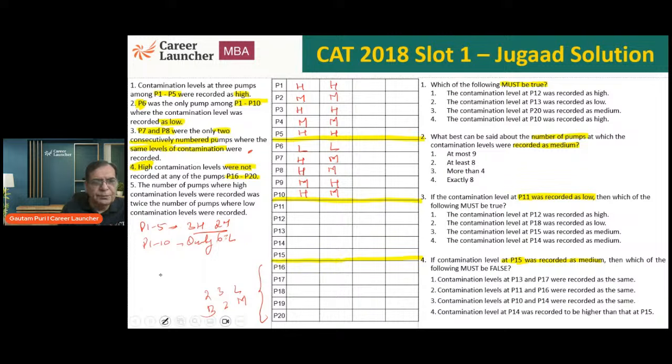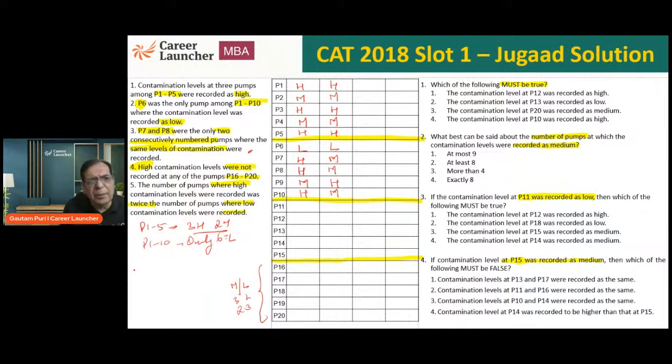Let's go to statement 5. The number of pumps where high contamination level was recorded was twice the number of pumps where low contamination level was recorded. Okay. Let me write it down. Just some space crunches here. So I'll just write down low or medium. This could be 3, 2 or 2, 3.